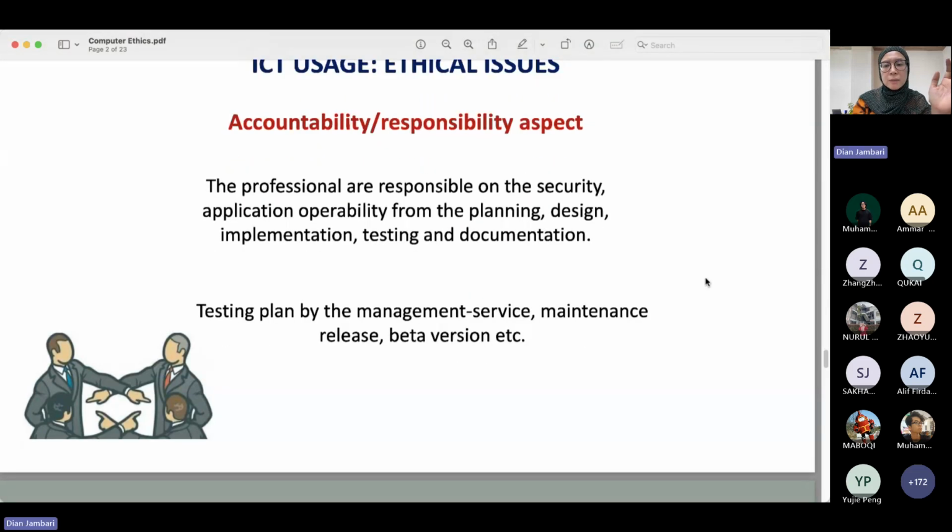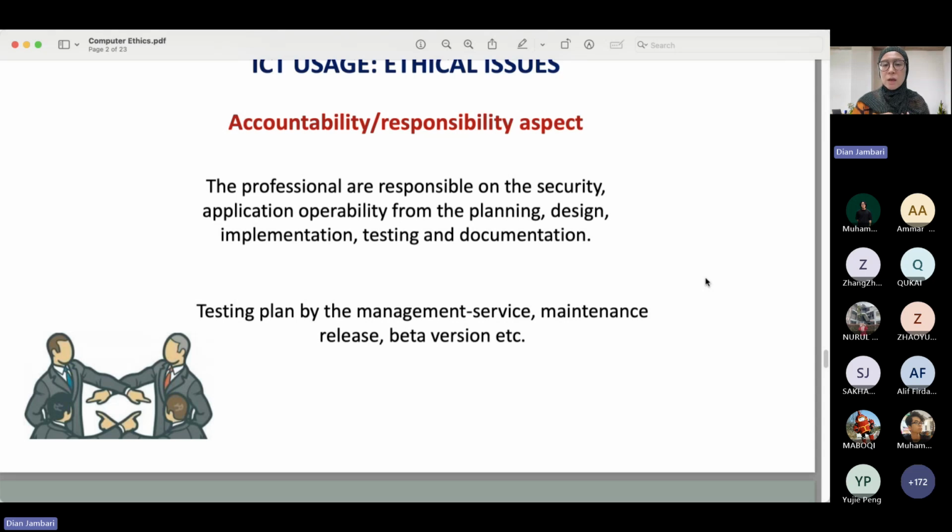Okay, so that is an example of the ethical dilemma that happens. And usually in the ethical issues, we have issues related to confidentiality, privacy, and then rights, and also accessibility. So on the rights, we have ethical issues in terms of thinking from the accountability or responsibility aspect. So as computer specialists or as professionals in computing or ICT, we are responsible for the security, application, operability from the planning, design, implementation, testing, and documentation.